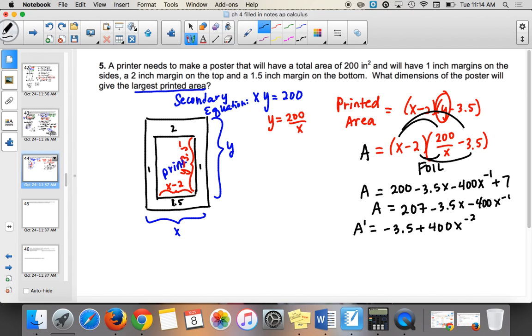Everybody with me? Okay. So simplify our derivative. I have negative 3.5 plus 400 over X squared. So that's where I typically get my common denominators. I'm going to multiply by X squared over X squared.